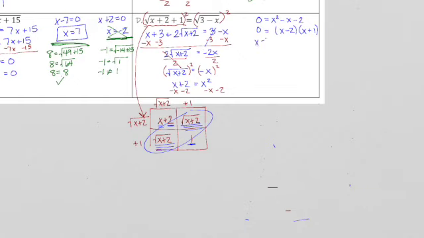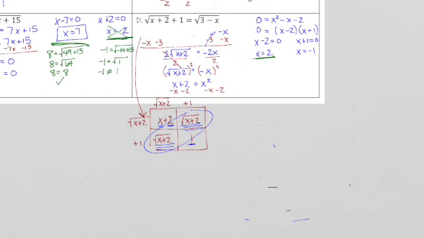So I have an x minus 2 equals 0 and an x plus 1 equals 0. So that gives me a positive 2 and a negative 1. And we have to check these. All right, so I'm going to check the positive 2 first. So let me erase this stuff around here.